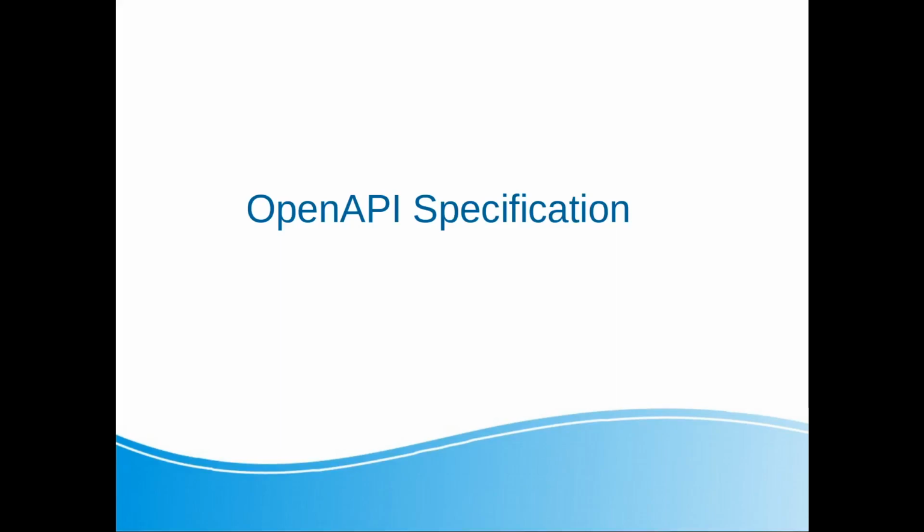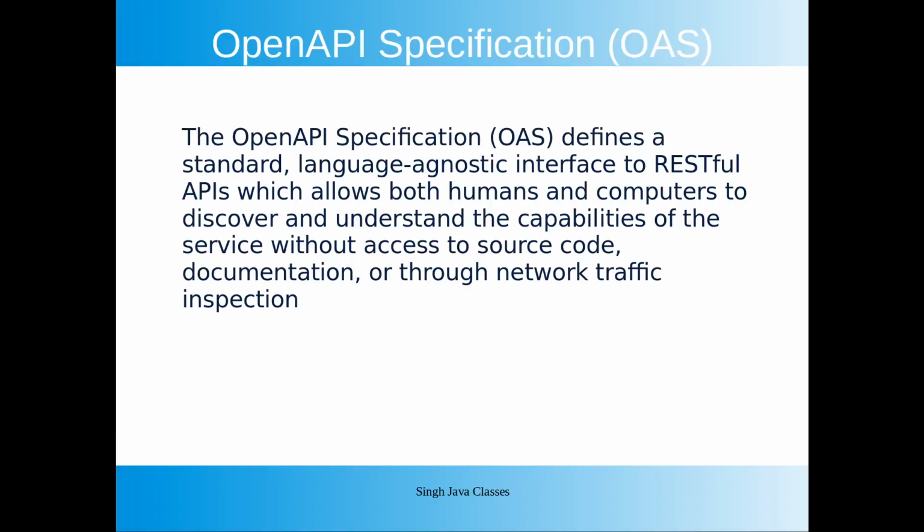Welcome back. In this video, we will discuss the OpenAPI specification. So what does the OpenAPI specification say? The OpenAPI specification defines a standard, language-agnostic interface to RESTful APIs, which allows both humans and computers to discover and understand the capabilities of the service without access to source code, documentation, or through network traffic inspection.